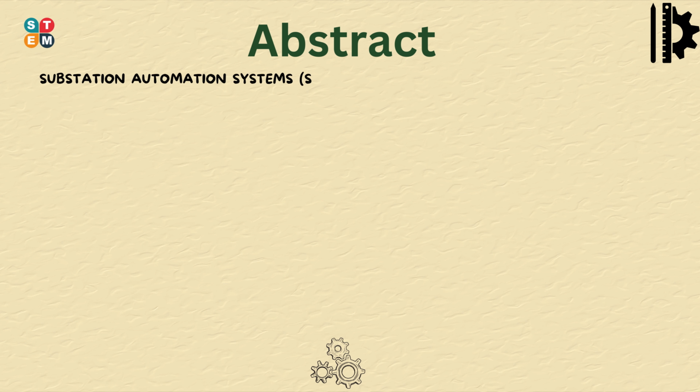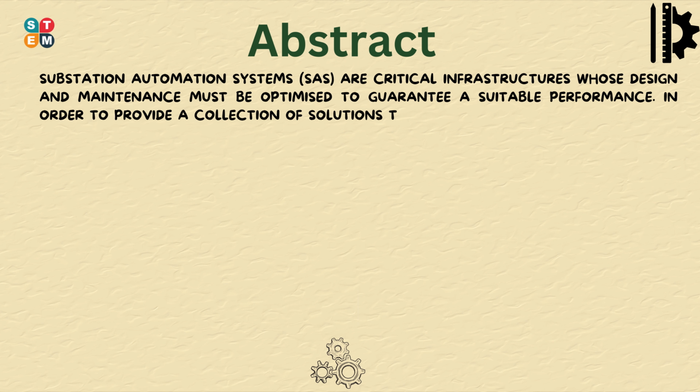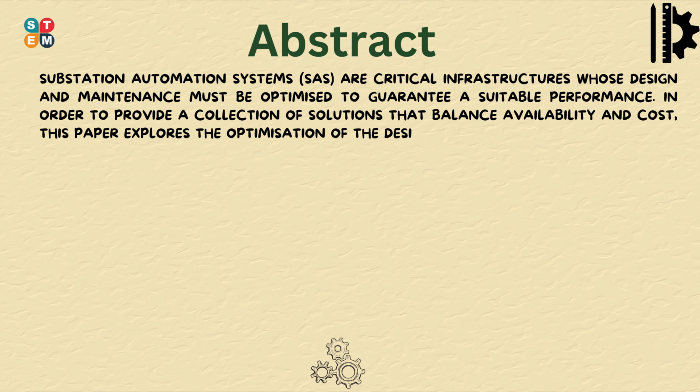Substation automation systems are critical infrastructures whose design and maintenance must be optimized to guarantee a suitable performance. In order to provide a collection of solutions that balance availability and cost, this paper explores the optimization of the design and maintenance of a section of SAS.